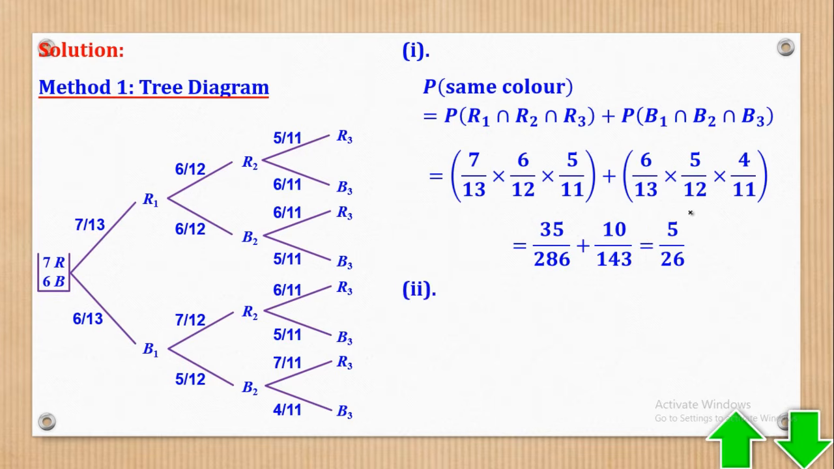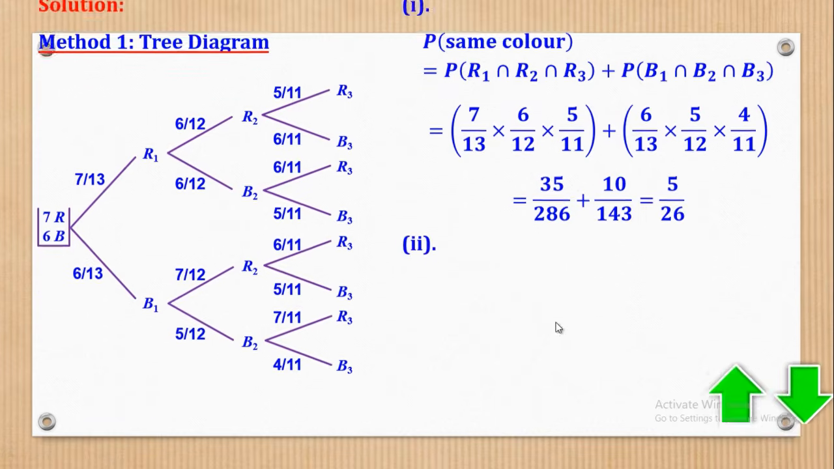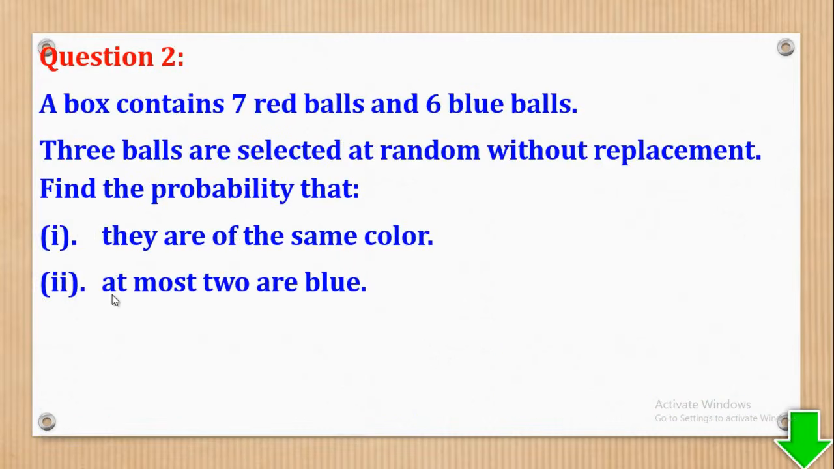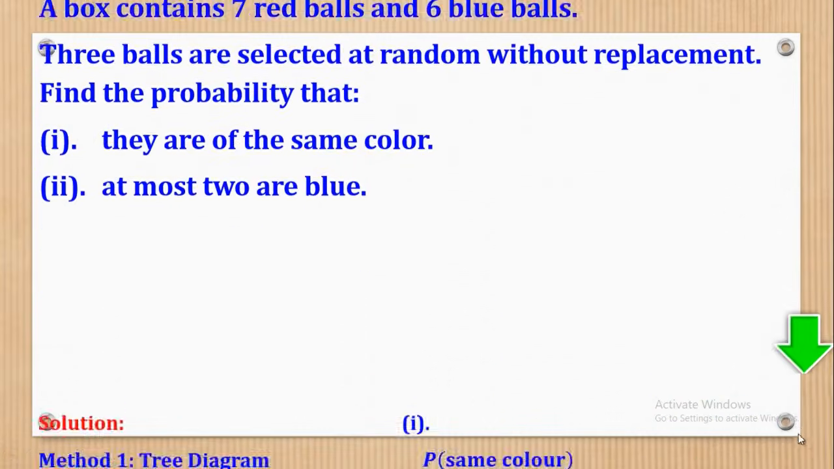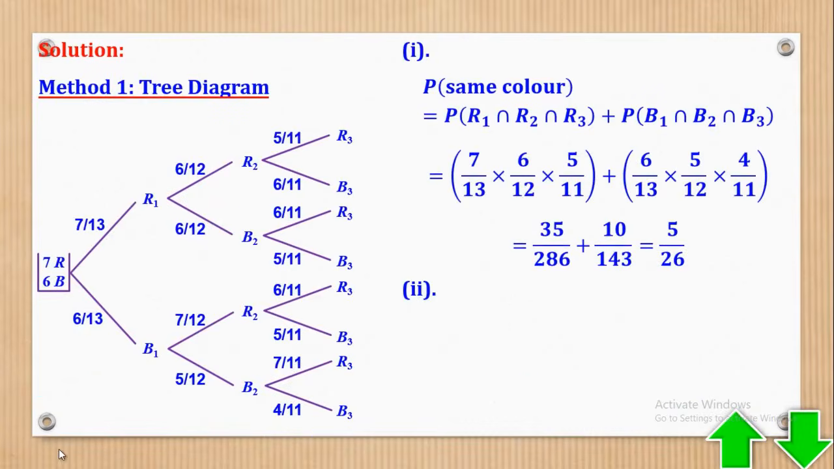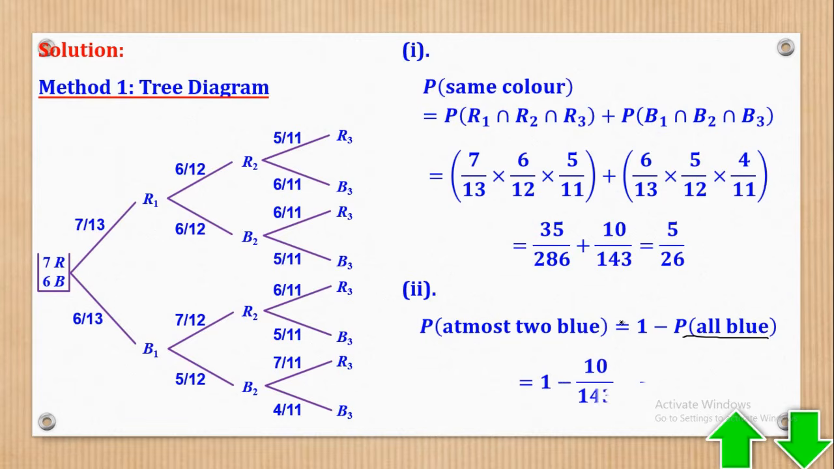That is Roman 1. What about Roman 2? For Roman 2, they want the probability that at most 2 are blue. So at most means 2 or less. Therefore, the complement will be that all of them are blue. And all blue, you already got it here as 10 over 143. So in the end we shall come up with 133 over 143 as the required probability. So that is method 1.